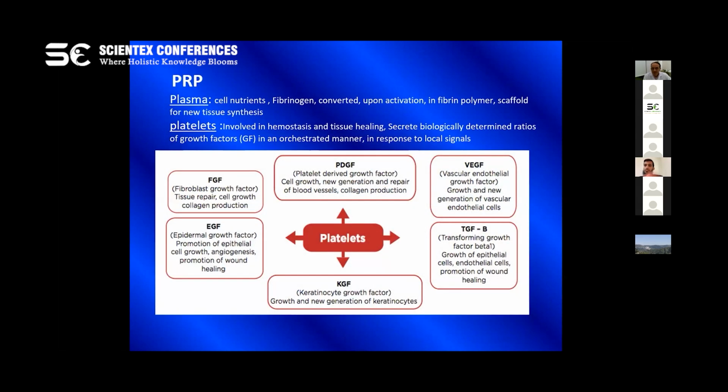Then just a very short brief on PRP. PRP is platelet-rich plasma, where in the plasma the fibrinogen is converted upon activation into a fibrin polymer scaffold for new tissue synthesis. The platelets, involved in hemostasis and tissue healing, secrete a biologically determined ratio of growth factors responsible for local signaling. And we have many different kinds of growth factors.